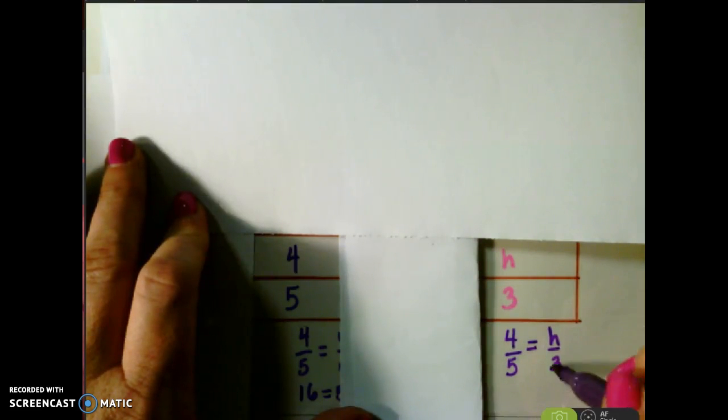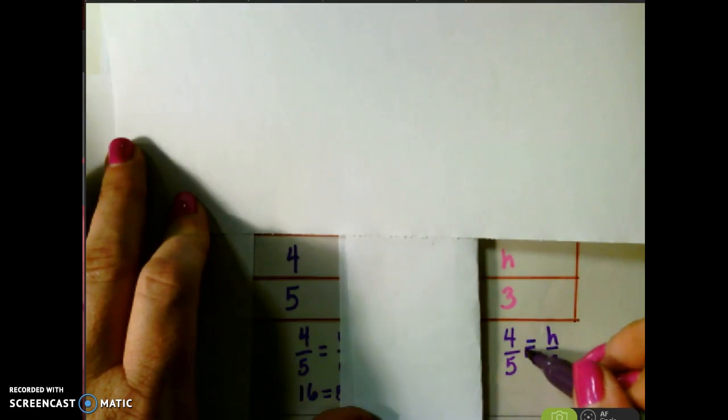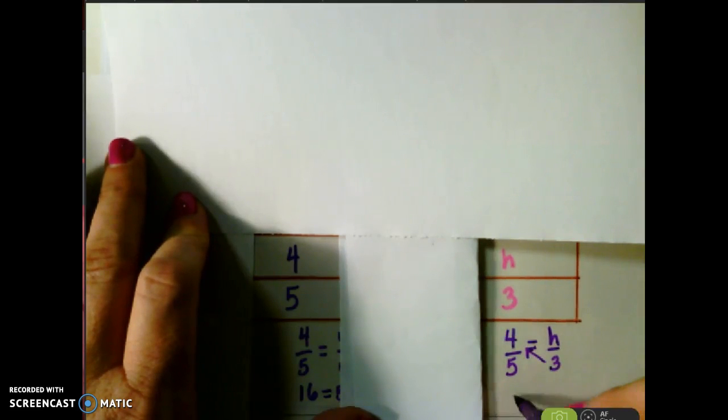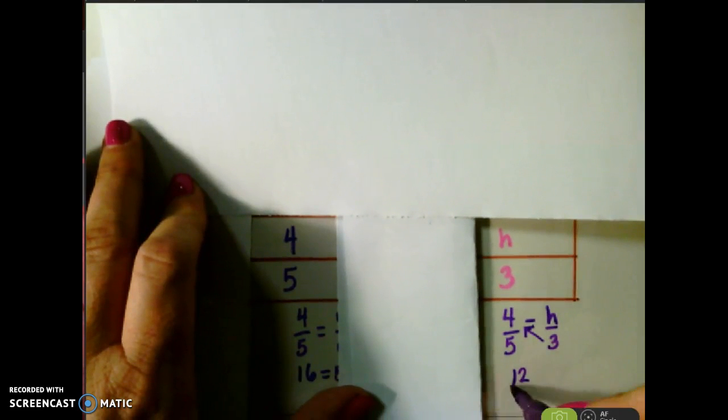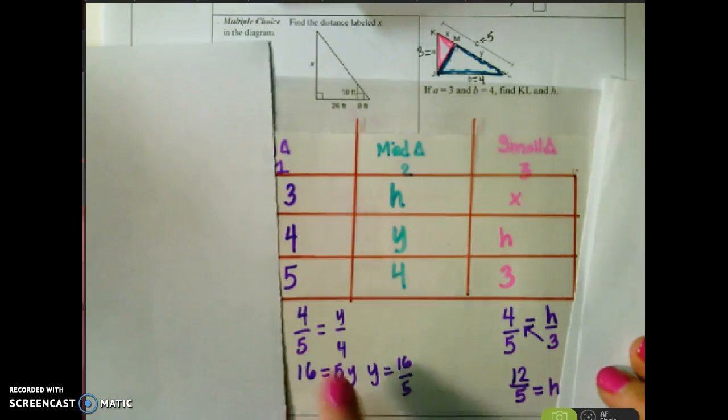And when I cross multiply, I really can just leave h where it is. So I'm going to multiply across. 3 times 4 is 12. We'll leave the denominator there, which is 5, and h. And now I know h. And so that's my answer for this problem. And I have finished.